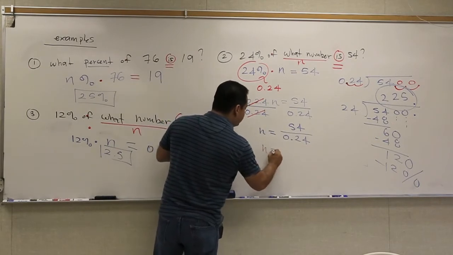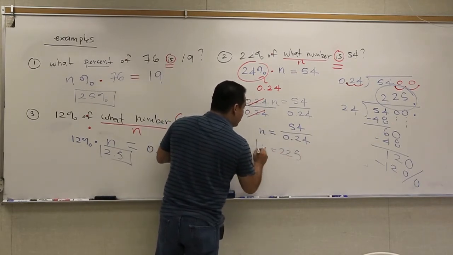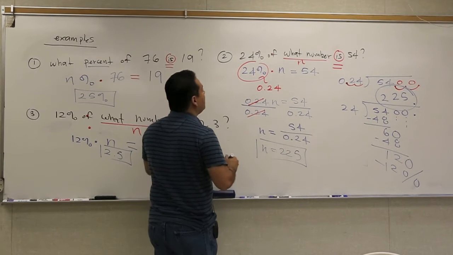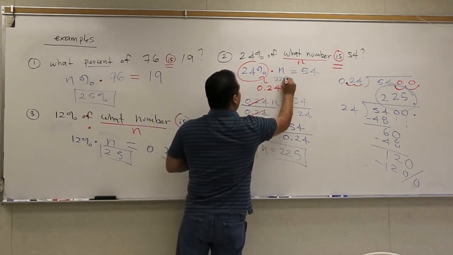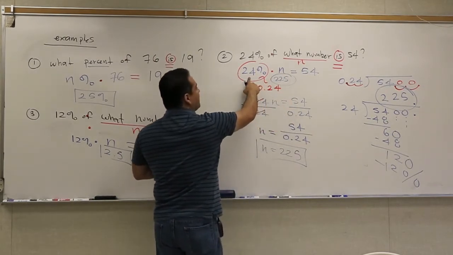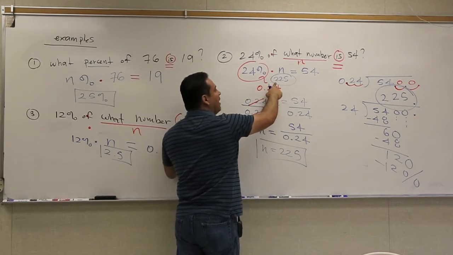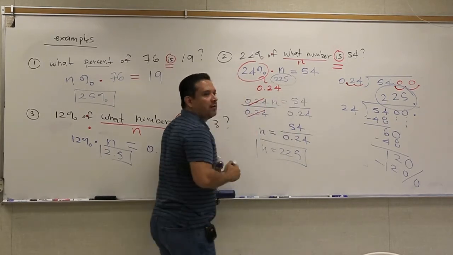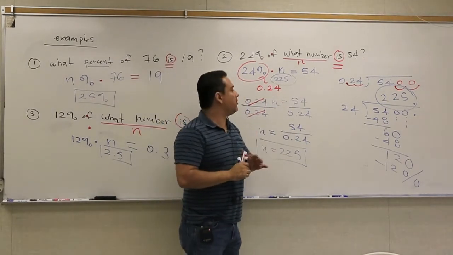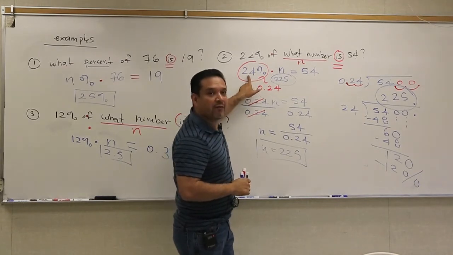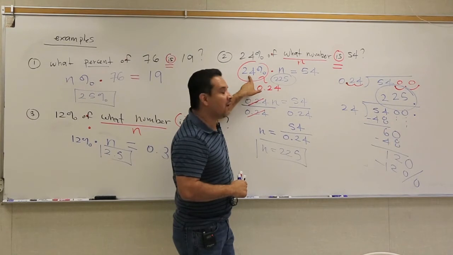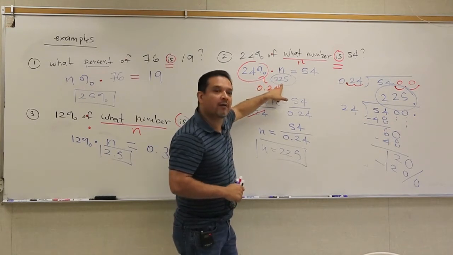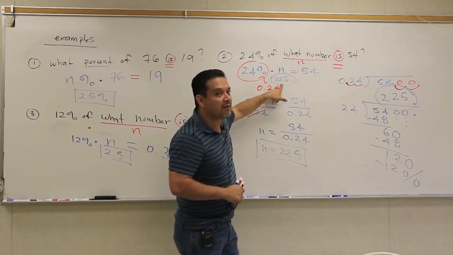225. Okay, so the number they're talking about is 225. So if you were to take 24% of 225, you know what you get? $54. In other words, imagine if the tax rate was 24% and your sweater was $225.